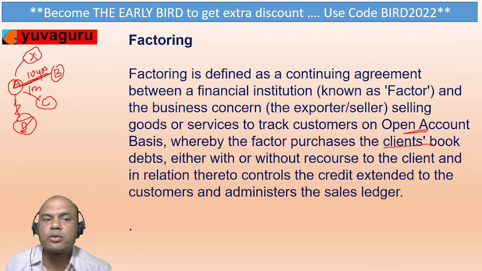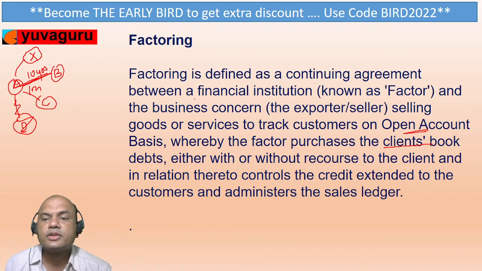Now B will pay to X, and when X gets the money, it will subtract its commission and everything, and the remaining amount is of A, isn't it? So whatever remains will be passed back to A. Okay, that is the basic logic of factoring.